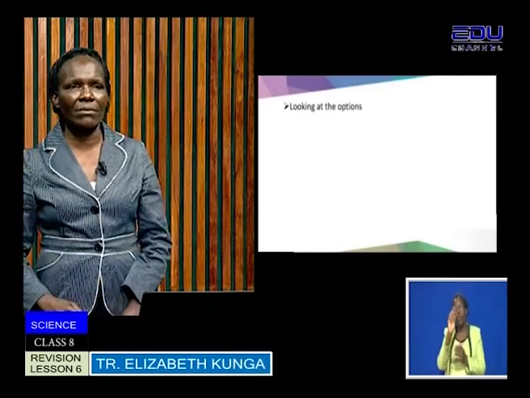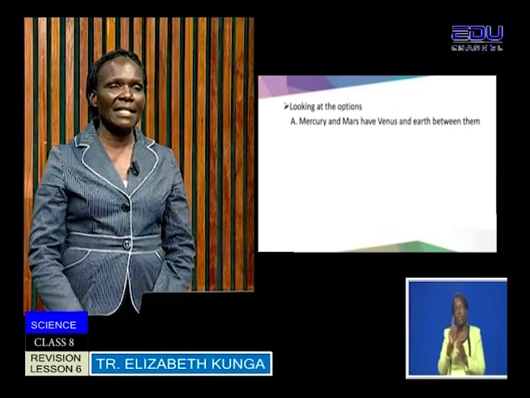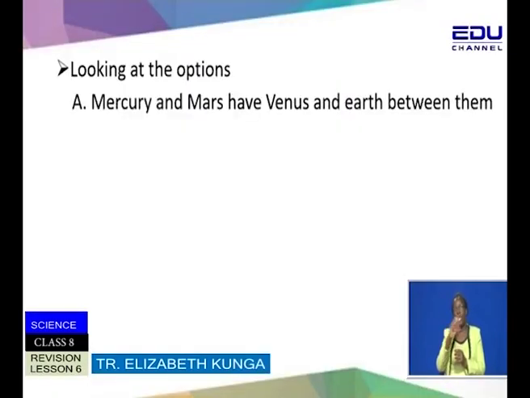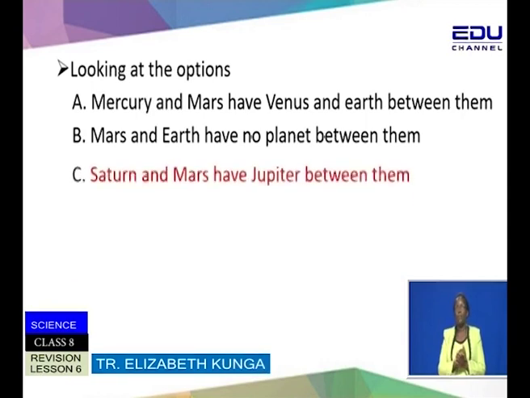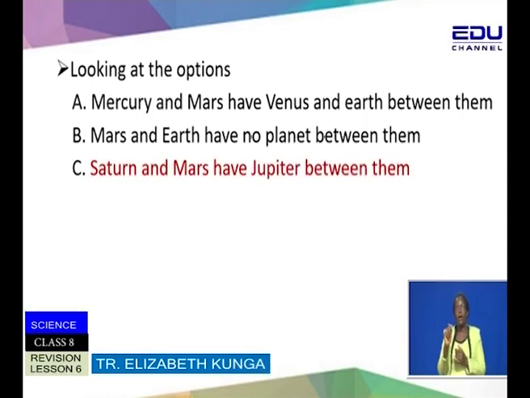So as we look at the options we have in the question: option A, Mercury and Mars. When you look at Mercury and Mars, they have Venus and Earth between them. So that gives us that answer not to be correct. Then we go to option B, Mars and Earth. Between Mars and Earth, we've seen there's no planet. So that is not the answer. Then we look at Saturn and Mars. Between Saturn and Mars, there's number 5, which is Jupiter.